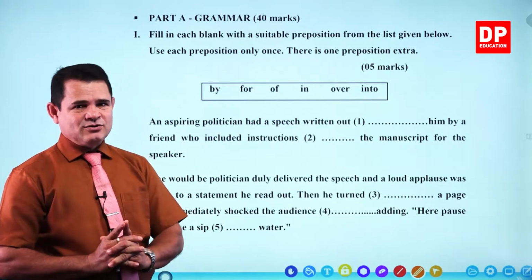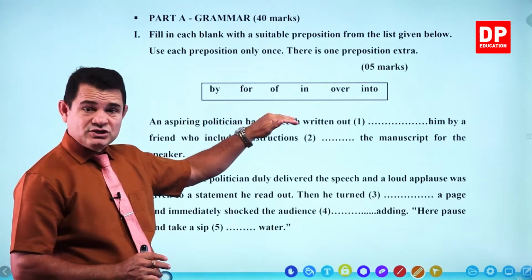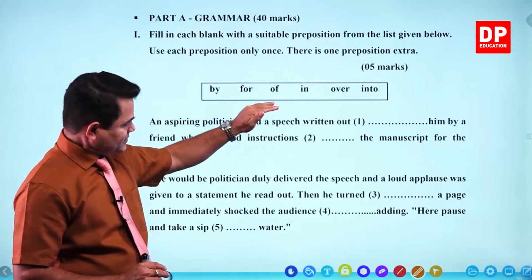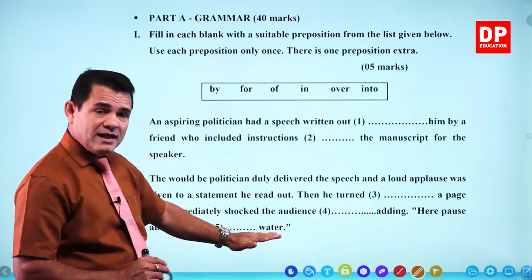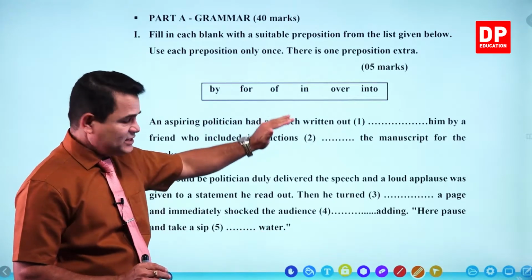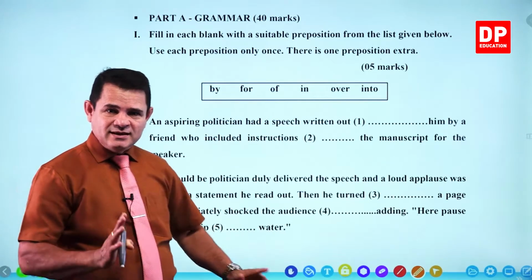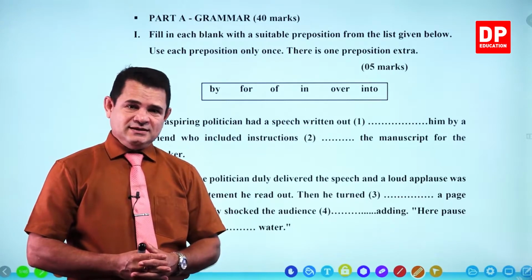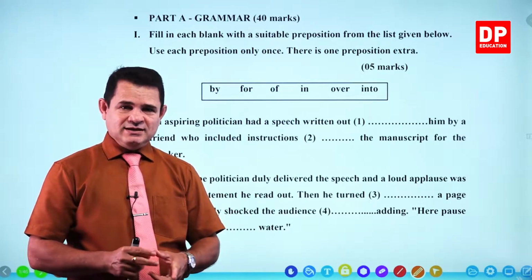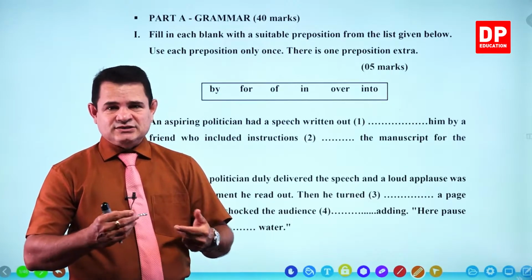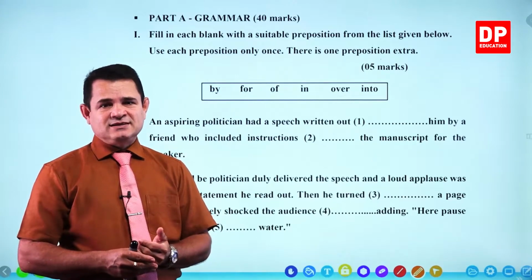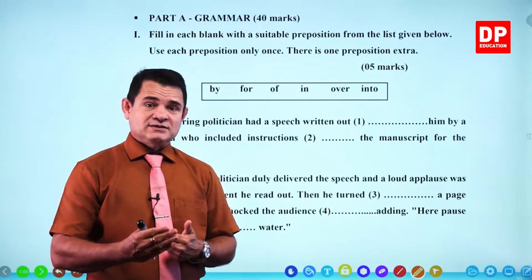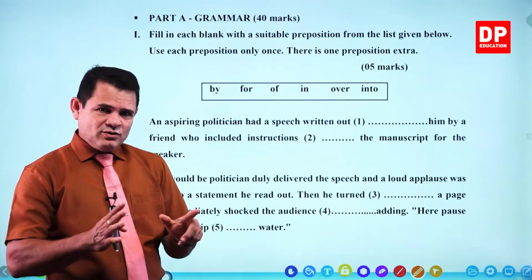First, when you get a question like this, read the paragraph with the blanks. Then you can get an idea what kind of a paragraph it is. Whether it is a story or just a description of an incident. Whether it is written in past tense or present tense or future tense.